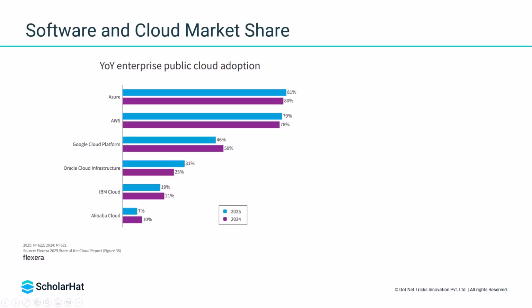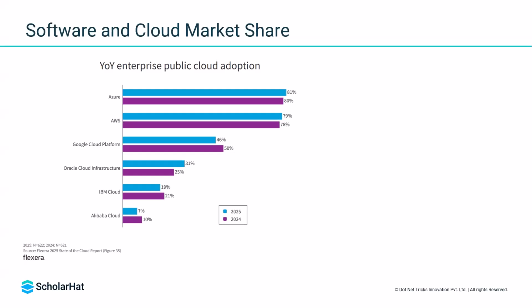Now let's look at the rate of growth we are having, who is actually leading in that particular field. When it comes to the cloud, as I mentioned already, Azure is the number one enterprise public cloud, where 81% of companies are trusting Azure for running their workloads. 79% of companies are trusting AWS for running workloads. 46% of companies are trusting Google Cloud Platform, Oracle Cloud 31%, IBM Cloud 19%.